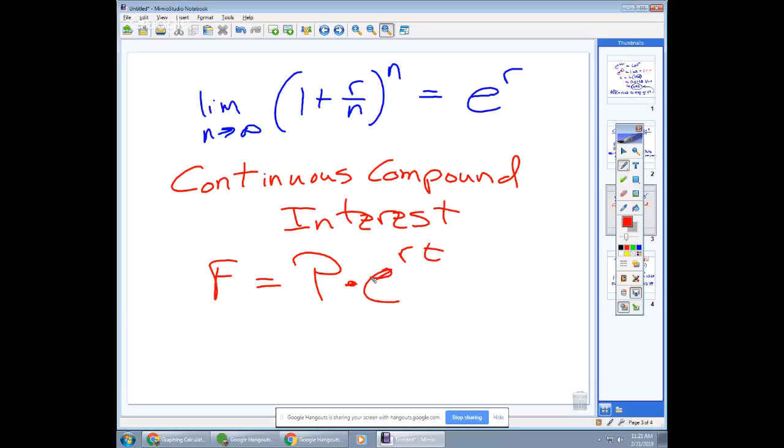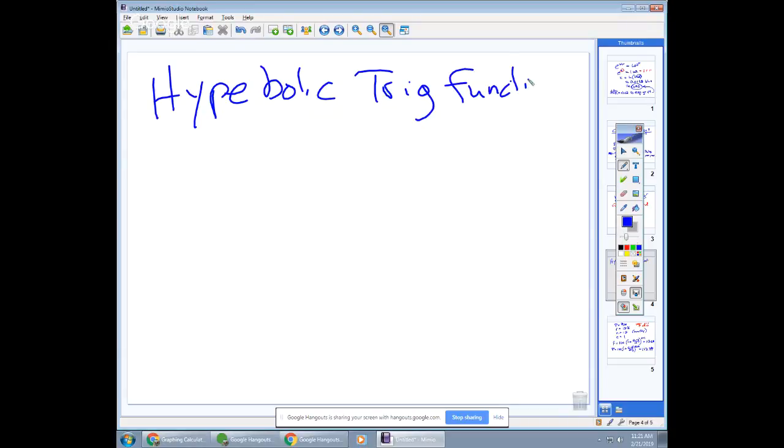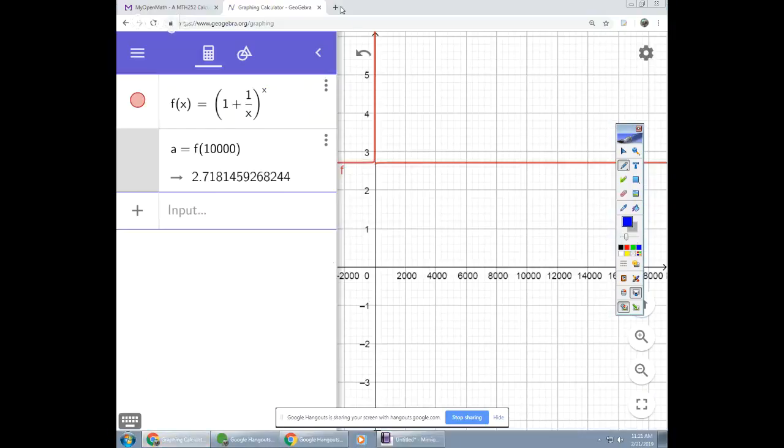Next, hyperbolic trigonometric functions, section 2.9. I'm just going to show you a picture of why they're called hyperbolic trig functions, and then we'll do some algebra with them, and then a little bit of calculus.